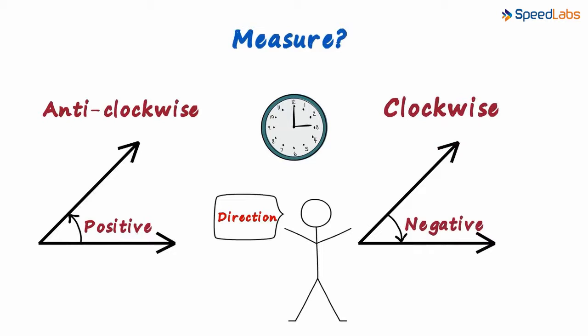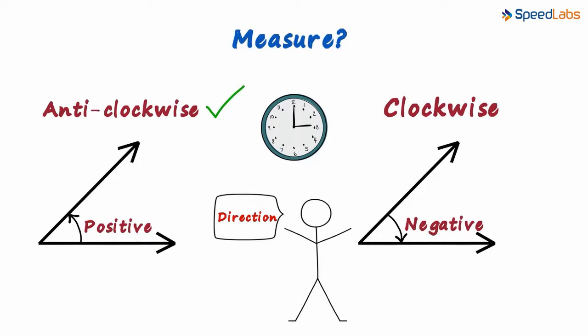If an angle is measured anti-clockwise, it is considered positive. And if it is measured clockwise, it is considered negative. But what is it that we use more often? Generally, we measure the angle anti-clockwise, and it is preferred over the clockwise measure.